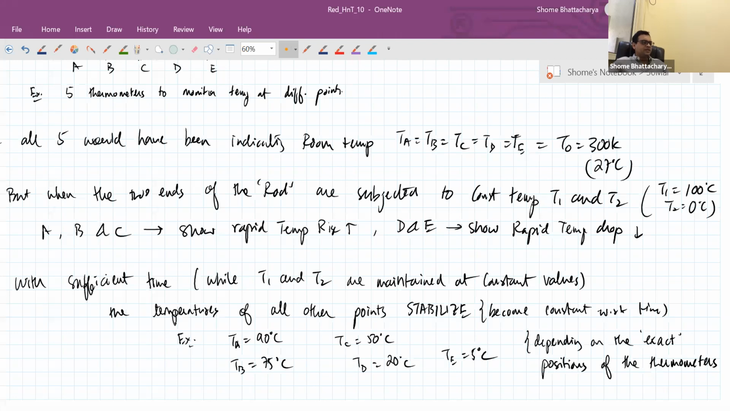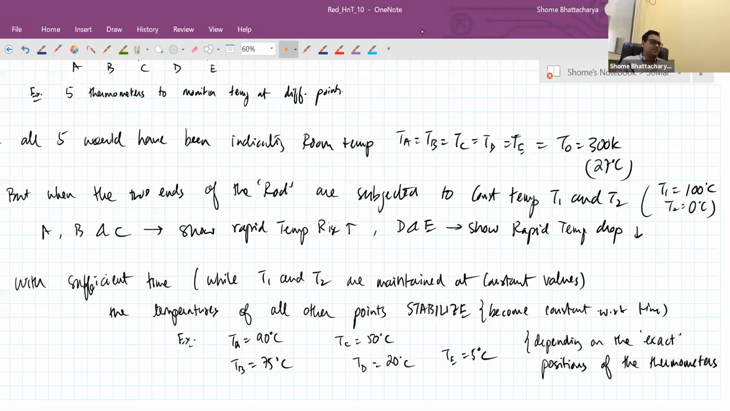And depending on where I have placed them, for example, I might have placed A closest to this end, so it's showing a temperature of 90 degrees C or 95 degrees C or something like that. It stabilizes at a comparatively large temperature compared to the other four. Then the next one I've placed is TB, the next one is C, and like that. So they will all show a decreasing temperature as you go from A to E, because you're going from the hot end at T1 to the cold end at T2. So they will all show stable values, but a range of values. All right, so this point is clear, na, Kevin?